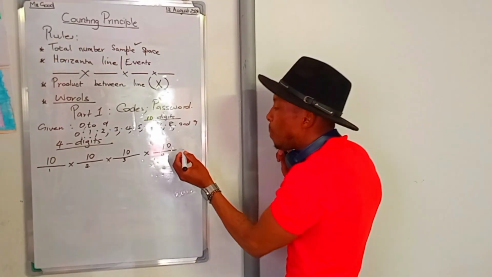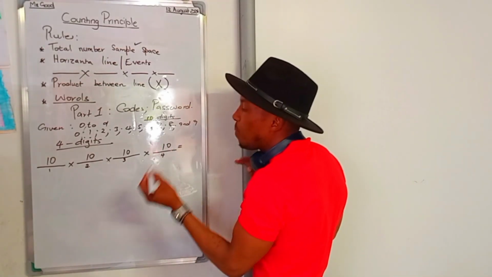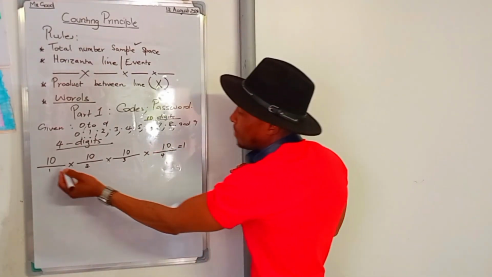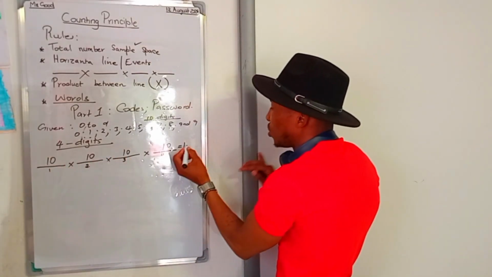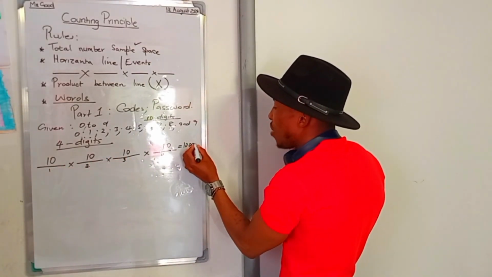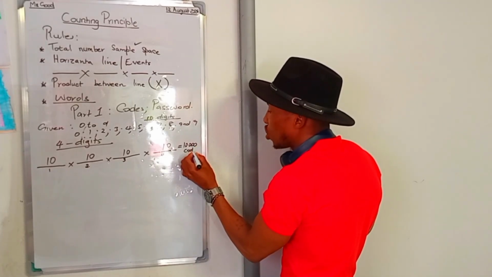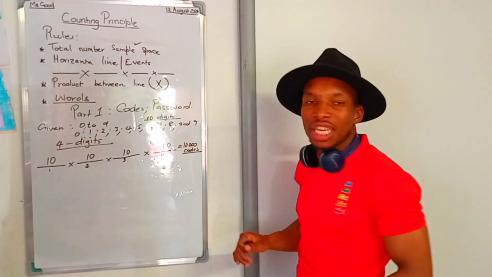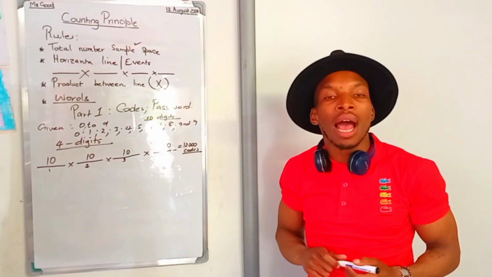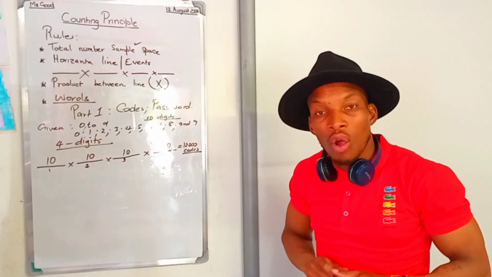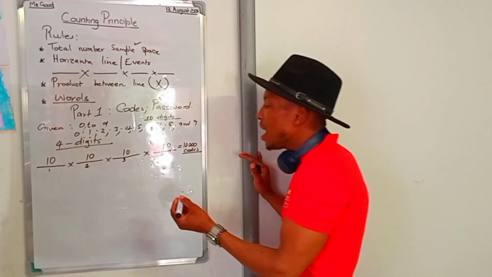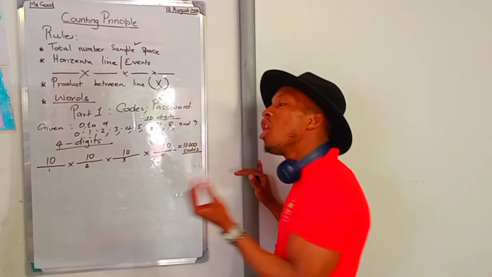After that, you punch your calculator. When you punch your calculator, you get 10,000 codes. 10,000 codes are going to be created. Make sure that your answer is written in the form of ways. All right, as well as if the repetition is not allowed.